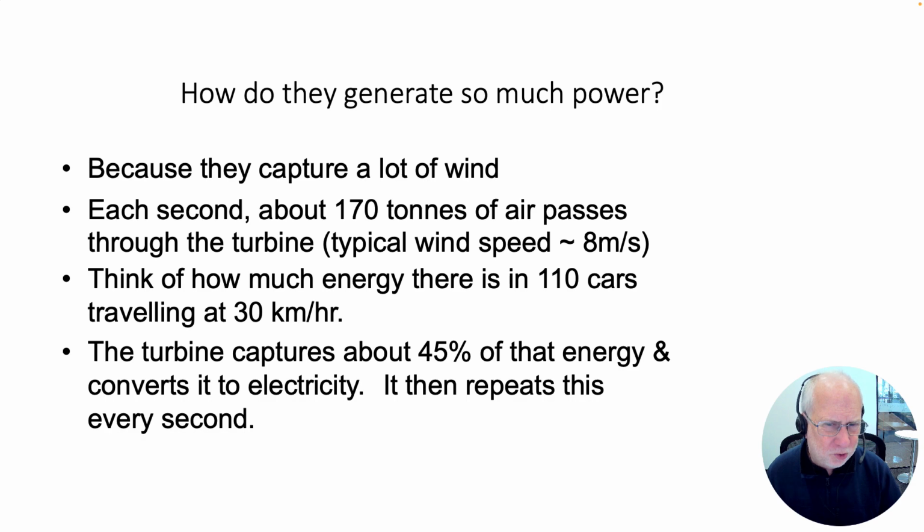How does it generate so much power? Well, it's because it captures a lot of wind. As I said, it's about 170 tons of air passing through the turbine at a speed of 8 meters per second. That's about the same energy as 110 cars travelling at 30 kilometers per hour. And about 45% of that's turned into electricity, and then it repeats that every second all year. So that's how they generate so much power.